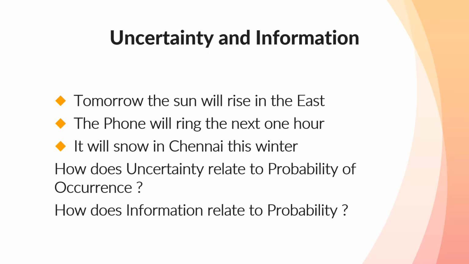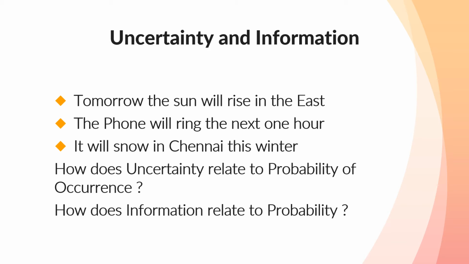By taking an example, we can understand the relationship. The first statement: tomorrow the sun will rise in the east. It is a certain event, right? Definitely it is going to happen. So what is the information content in that? I'm not conveying any new information to you. So the information content is 0. The probability of occurrence of this event is maximum, which is 1. And it is a certain event.